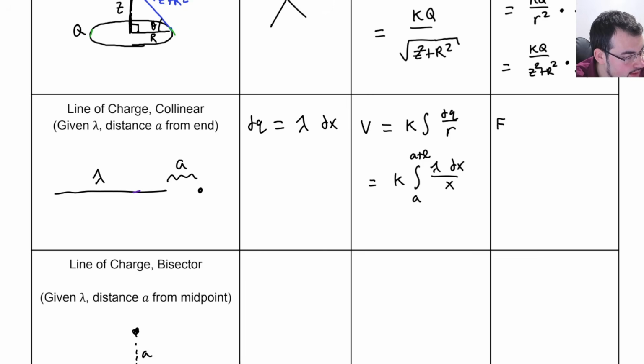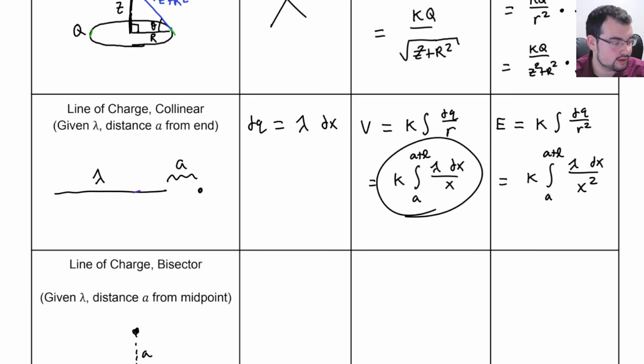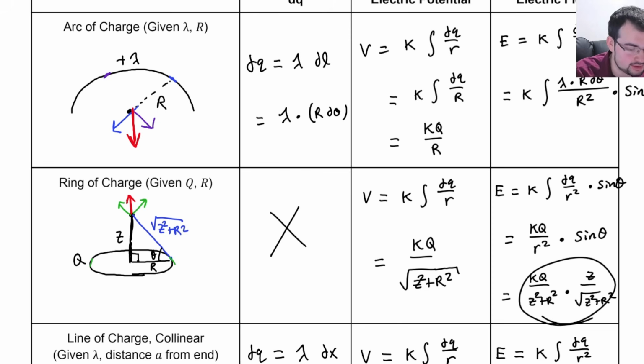And then for E, you do k times the integral of dq over r squared, and you don't need an r hat because all the components are going to just push to the right. So there's no extraction needed there. So this looks the exact same, except we just have a squared denominator. Now this is one where it might be easier just to do V, and take a derivative to get E, just like up here. You could take a z derivative to get this expression. This is really the chain rule, right?